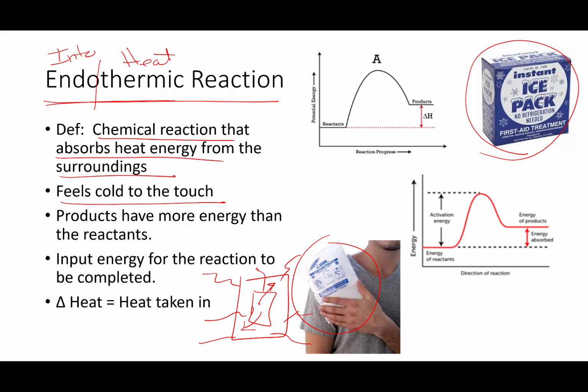In one of these endothermic chemical reactions, the products are going to actually have more energy than the reactants. So the diagram is going to look like this. Here's my reactant, here's my product, and heat is actually taken in. So you're going to have heat that is actually absorbed from the environment, and that is going to be an endothermic reaction.